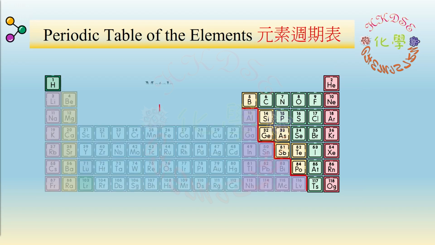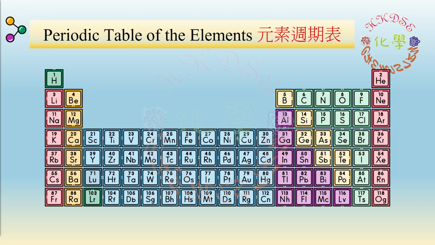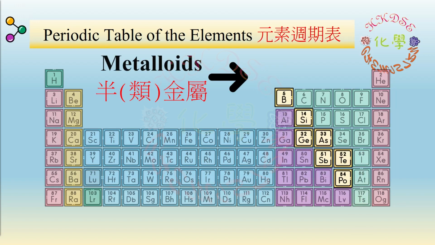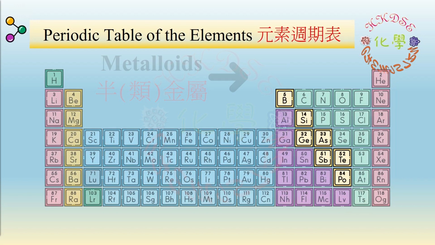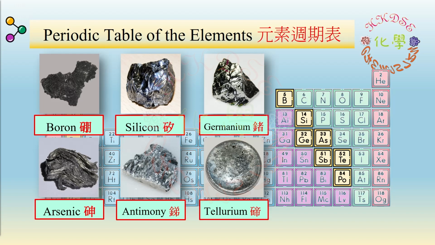In the periodic table, elements are classified as metals and non-metals. Besides classifying elements into metals and non-metals, some elements can be classified as metalloids. Metalloids have both characteristics of metals and non-metals. We have talked about the physical properties of metals and non-metals in a previous video. Now, metalloids have both characteristics of metals and non-metals.